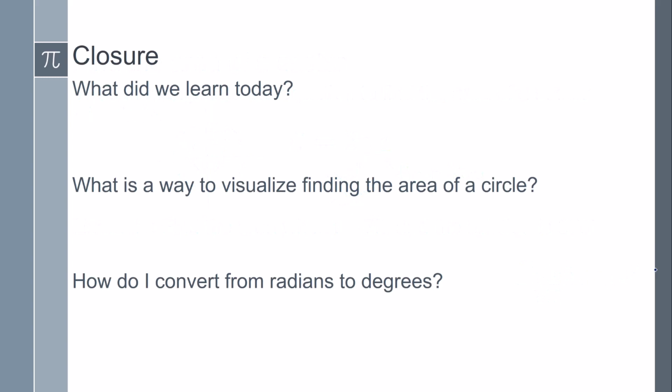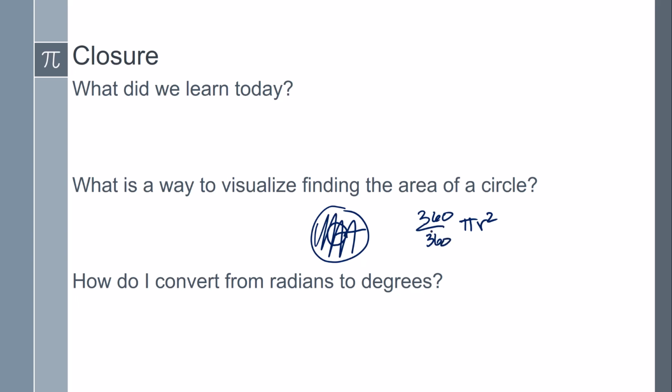So what did we learn today? We talked about how to convert between radians and degrees. And then we also calculated finding the area of a circle, or the sector of a circle. What is the way to visualize finding the area of a circle? Well, pi r squared. And then if we're trying to find all of it, right, if we think of it as rotation, well, that's 360 out of 360. So that's why it's multiplied by 1.